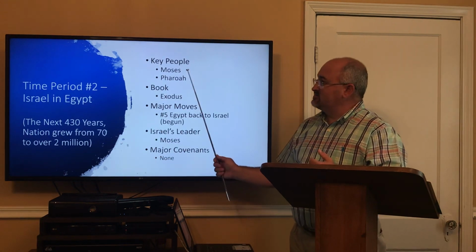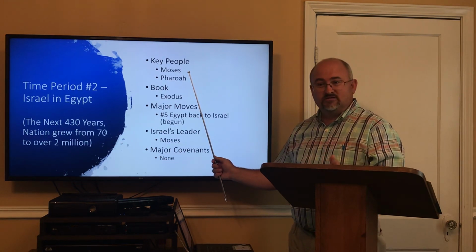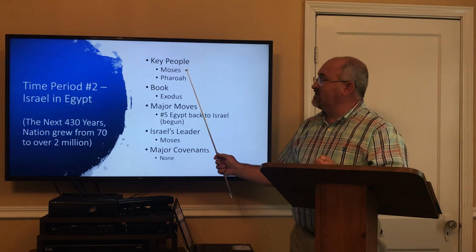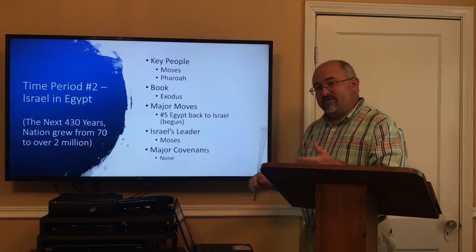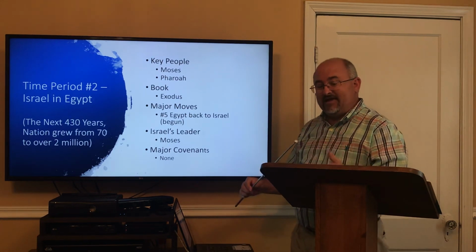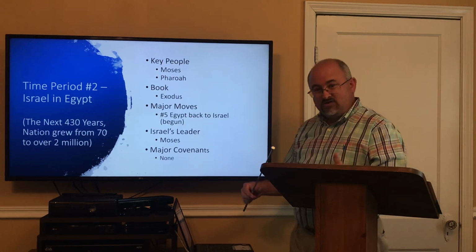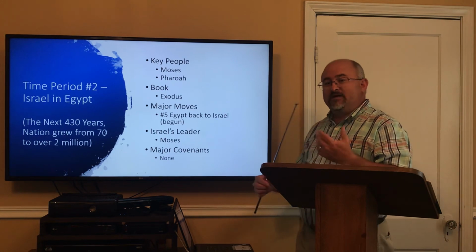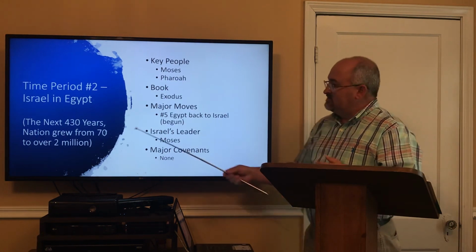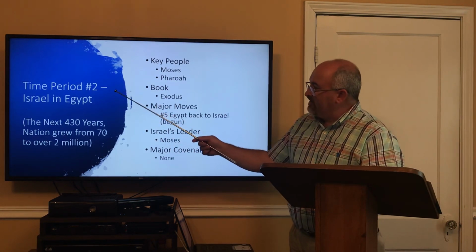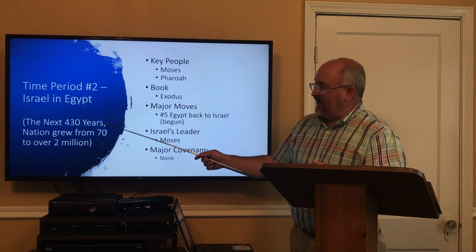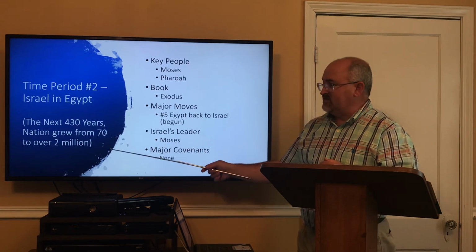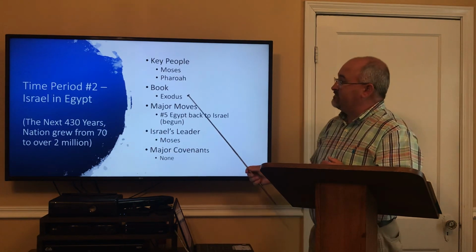That brings us to the story of Moses. His mom saw that he was a goodly child. She put him in a basket and floated him out in the river so that Pharaoh's daughter would see him and have compassion on him, and he would be taken into the palace. So, the time period number 2 was the children of Israel in the 400 plus years that they stayed in Egypt.